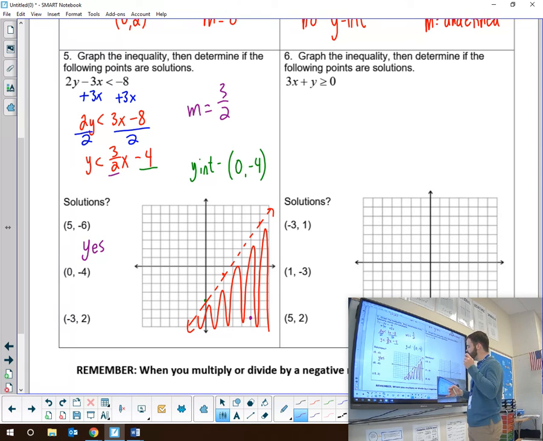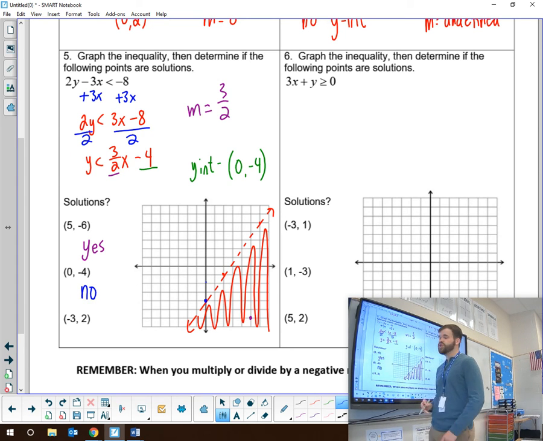Next, 0, -4. This one is tricky, right? We start at 0, go down 1, 2, 3, 4. So we have a point on the line. Now, is a point on the line a solution to this problem? Usually it would be, right? However, in this specific case, because it is just less than the line, the answer is actually no. It is not a solution because this is a dashed line, so it does not count.